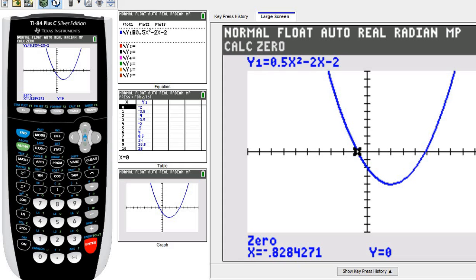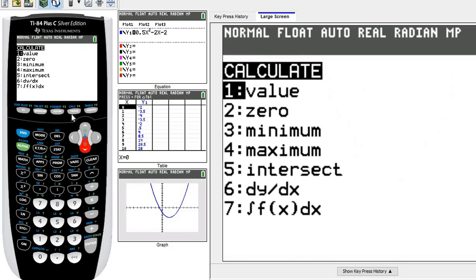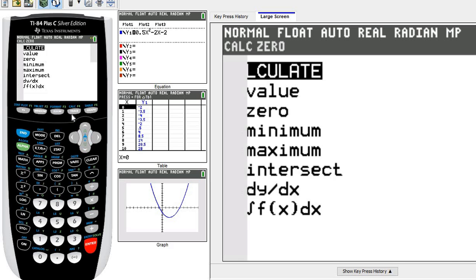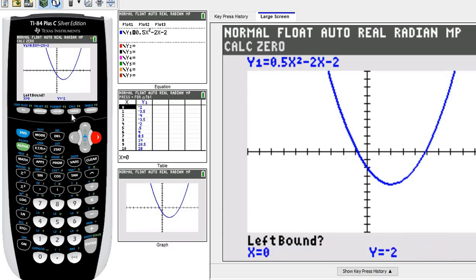That means if you were to plug negative 0.83 into that original equation, the 1/2 x squared one that we typed in, it would cause it to equal 0. Let's find the other one. So I'm going to go to second calc again, press 0 once more, and now I want to find this other 0, the one on the right side. So it says left bound. I'm now on the left side, or right below that right 0.